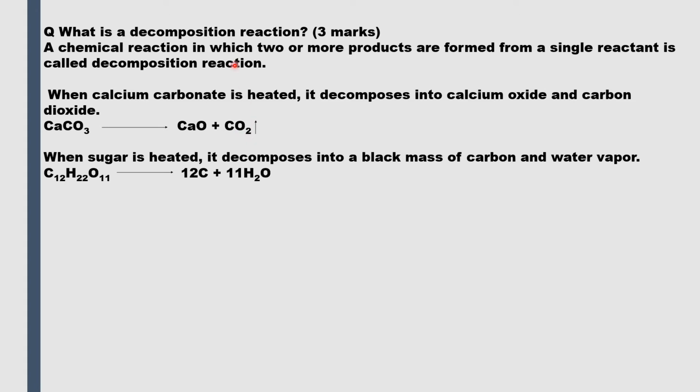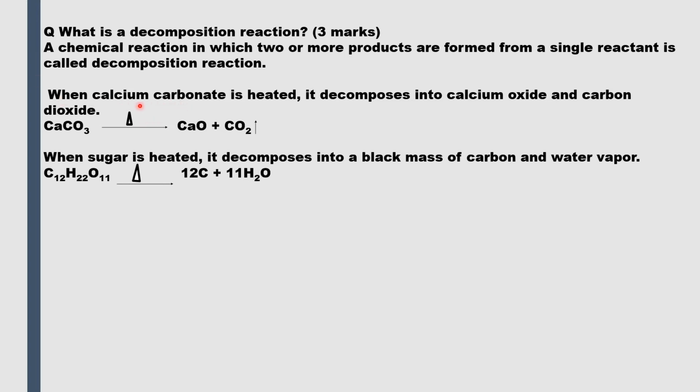Another reaction for decomposition reaction: when sugar is heated, sugar formula is C12H22O11. So when sugar is heated, then it decomposes into a black mass of carbon and water vapor. Carbon C plus water vapor means water, H2O. So if you are balancing, you can see there are 12 atoms of carbon, so 12C. There are 22 atoms of hydrogen, so 11 twos are 22. So you'll have to put the coefficient 11 in front of H2O. So 11 twos are 22 hydrogen atoms, and oxygen atoms are 11. So it becomes 11 oxygen.